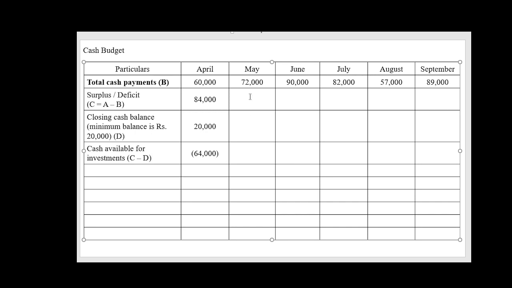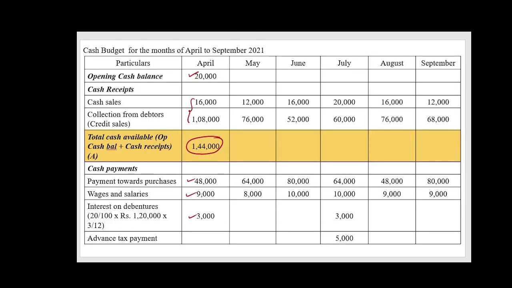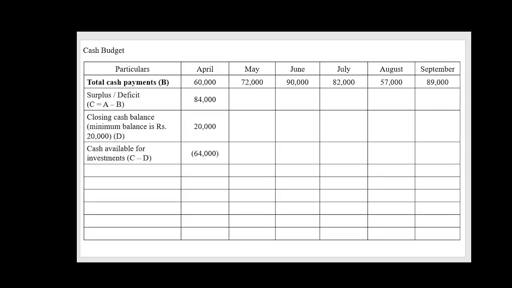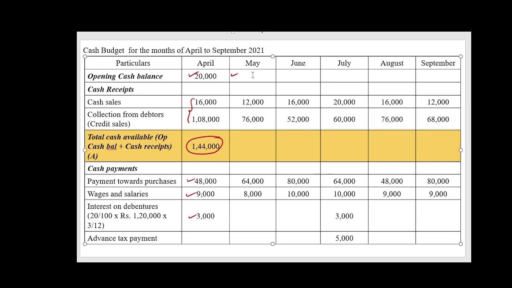Moving ahead to the month of May. How much is May's receipts? We do not know, because we need to fill this particular figure. Now, what is this figure? Opening cash balance. In the problem, we have not been given the opening cash balance of May, but we have derived it. So go back and find out what is the closing cash balance for April. Closing cash balance of April is 20,000, which becomes the opening cash balance of May. So May's opening cash balance is 20,000. Now we can fill in this column.